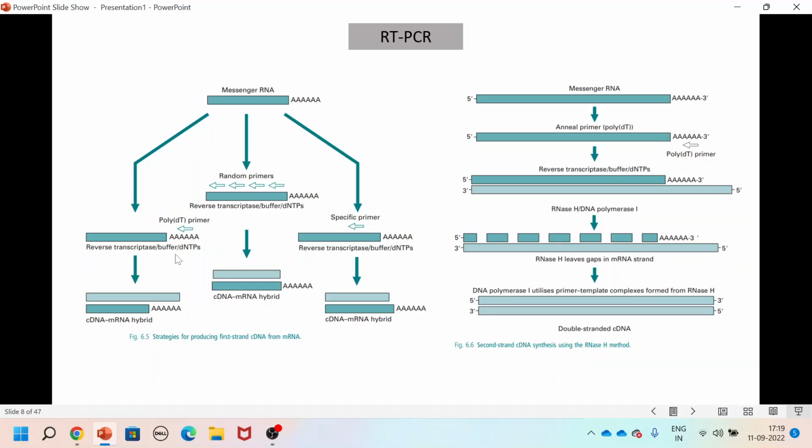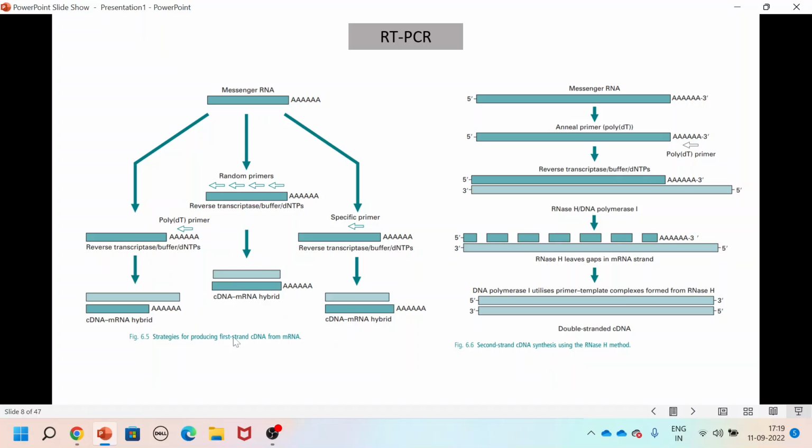Then the enzyme used here is the reverse transcriptase enzyme. As we know, the function of the reverse transcriptase enzyme is to help convert the mRNA into DNA, that is, it helps in cDNA synthesis basically. So when we provide the reverse transcriptase, the appropriate buffer and dNTPs, it will lead to the formation of a cDNA-mRNA hybrid.